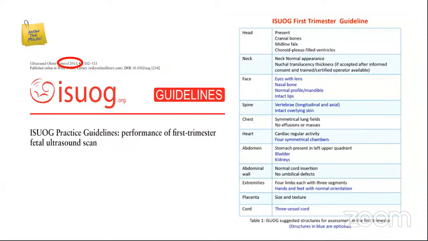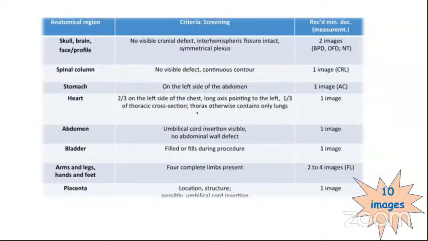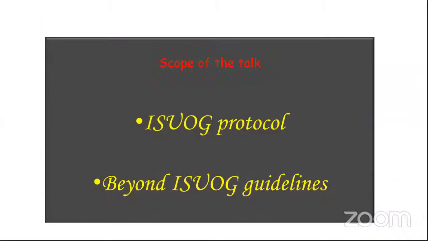ISO guidelines. These guidelines were published way back in 2013, and they give us a systematic approach towards screening the fetus from head to toe. A list of 10 images needs to be documented in this fashion to complete our anatomical survey. Today, the scope of my talk is to understand this ISO protocol, and secondly, to go beyond the ISO guidelines.